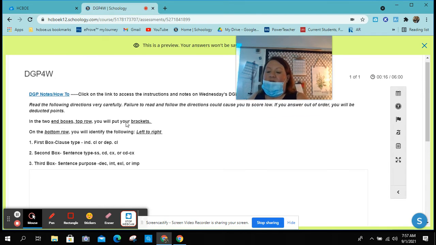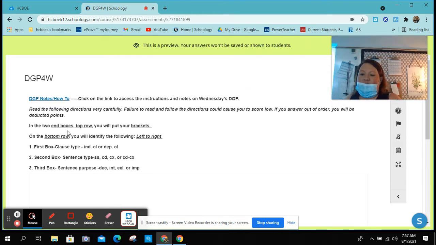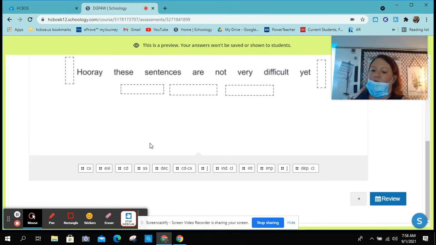Okay? Now, here are the directions. In the 2 inboxes, top row, you're going to put your brackets. On the bottom row, you will identify the following left to right. First box, independent clause, then the sentence type, and then the sentence purpose. If you do not put it in that order, it is going to count your question wrong.